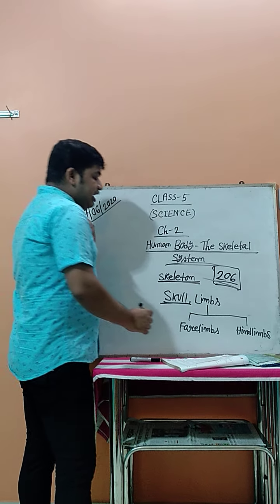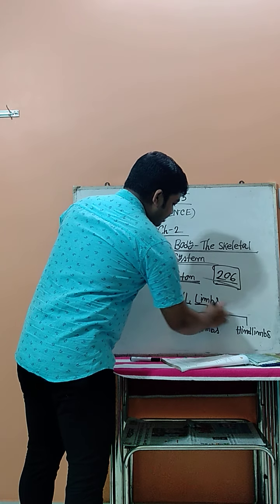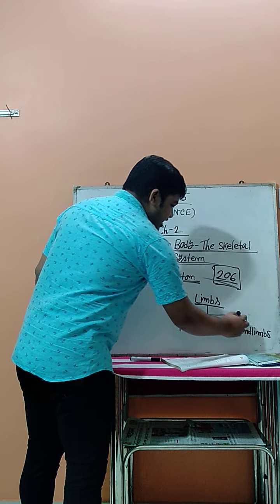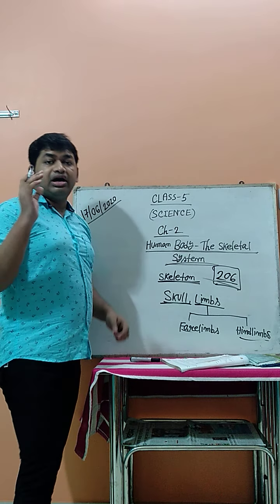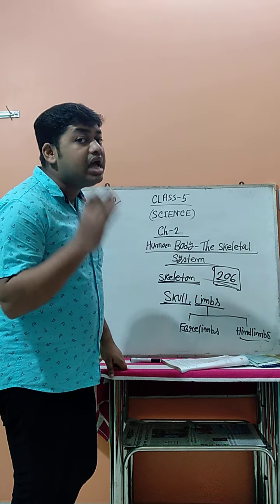Next is the limbs. The limbs are divided into two parts. What are the two parts? The first one is the forelimbs and the second one is the hindlimbs.